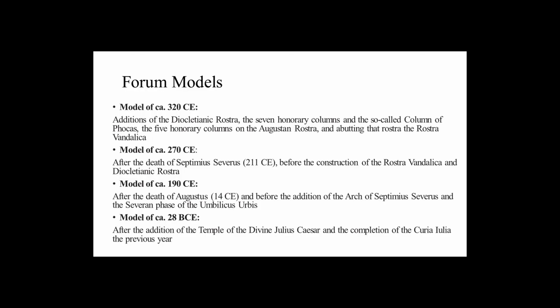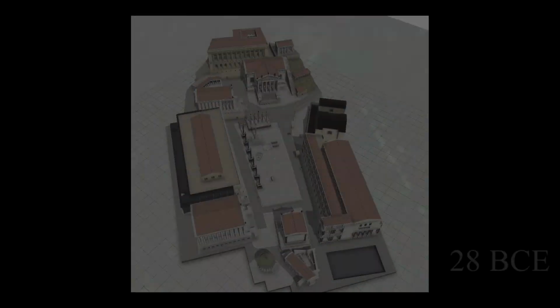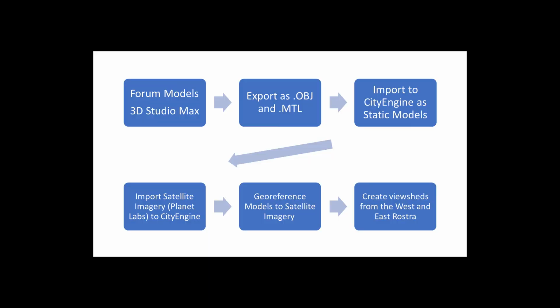We used 4 models of the Forum from different time periods listed here in reverse chronological order. To generate the 4 models, Rome Reborn progressively removed major additions to create approximations of how the Forum looked in earlier periods. The models of the Roman Forum were built in 3D Studio Max. To bring them into CityEngine, they are exported as object and texture files. The models were then imported into CityEngine as static models.